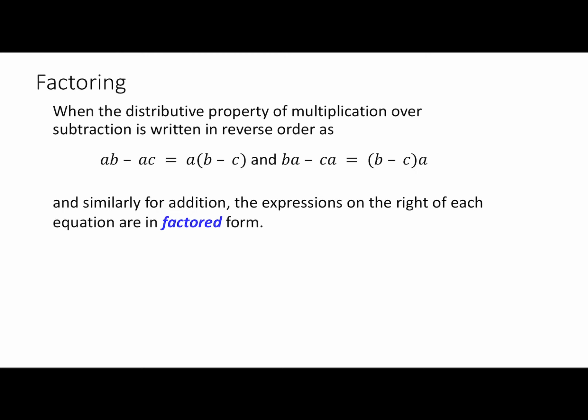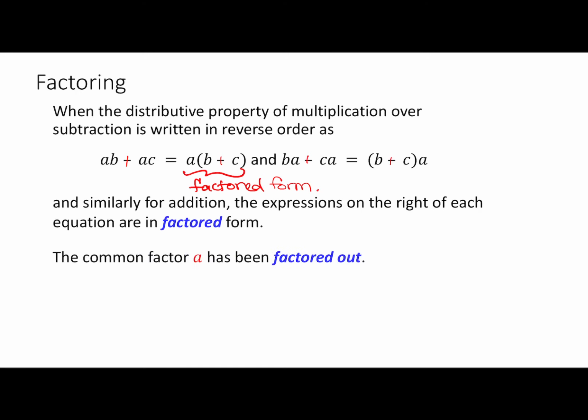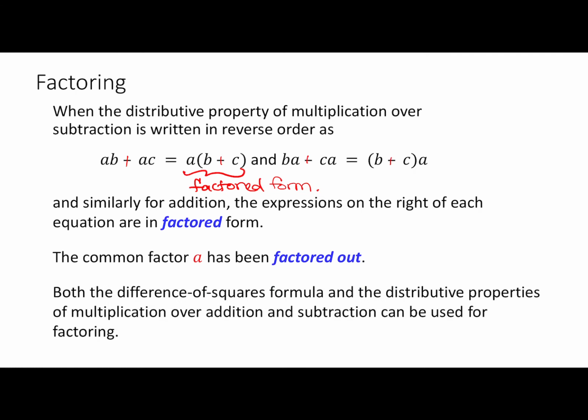When we write our distributive property of multiplication over subtraction in reverse order, I have AB minus AC is the same as A times the quantity B minus C, and similarly in the second equation. We can also do that with addition, right? We can just change these signs to addition, and these are also true. These are called factoring, right? The expressions on the right are in factored form. The common factor A has been factored out of each term on the left.